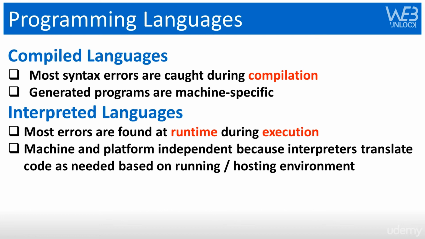The other disadvantage of an interpreted language is that it's usually slower than a compiled language, because the process of translating from source code to machine code happens at runtime during execution. With a compiled language, that translation happens one time at compilation, and then you end up with an executable that you can run immediately whenever you want to run it.